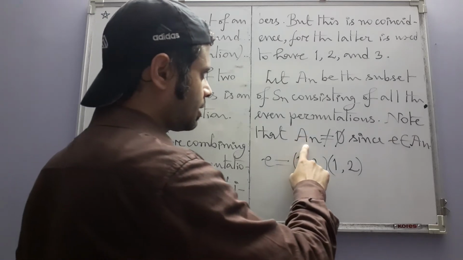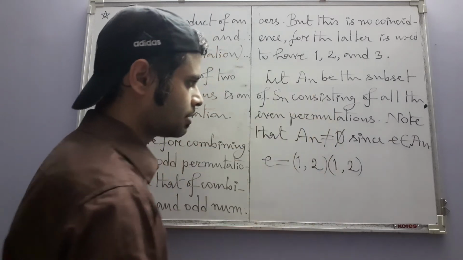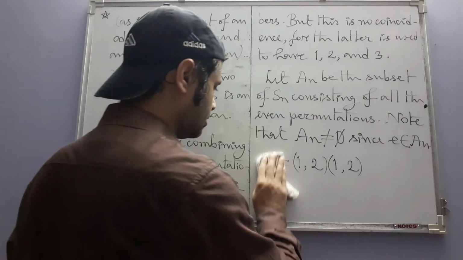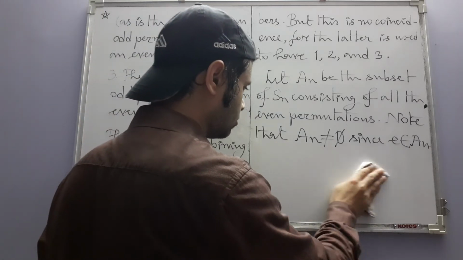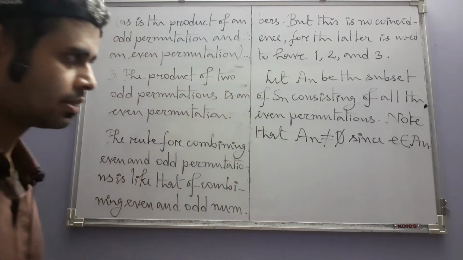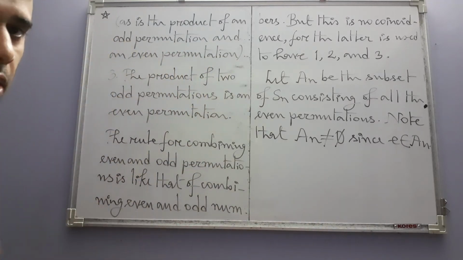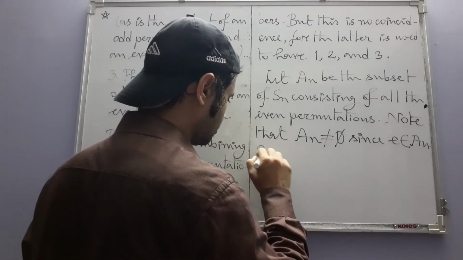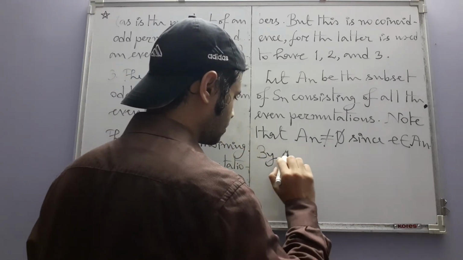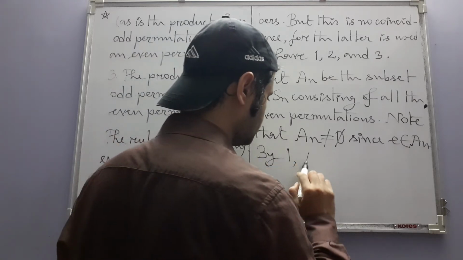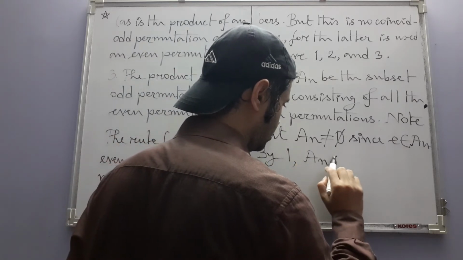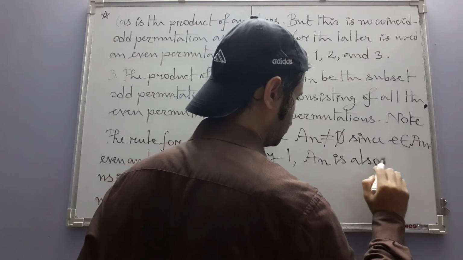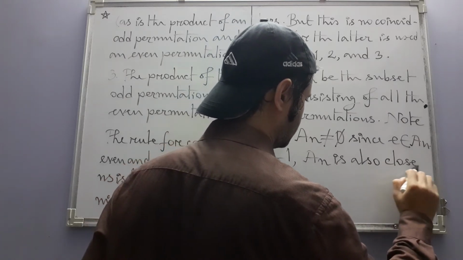Anyway, so An now becomes a non-empty subset of Sn. What more is true about An? An is also closed under the product in Sn, and that is just part 1 of these properties. By 1, An is also closed.